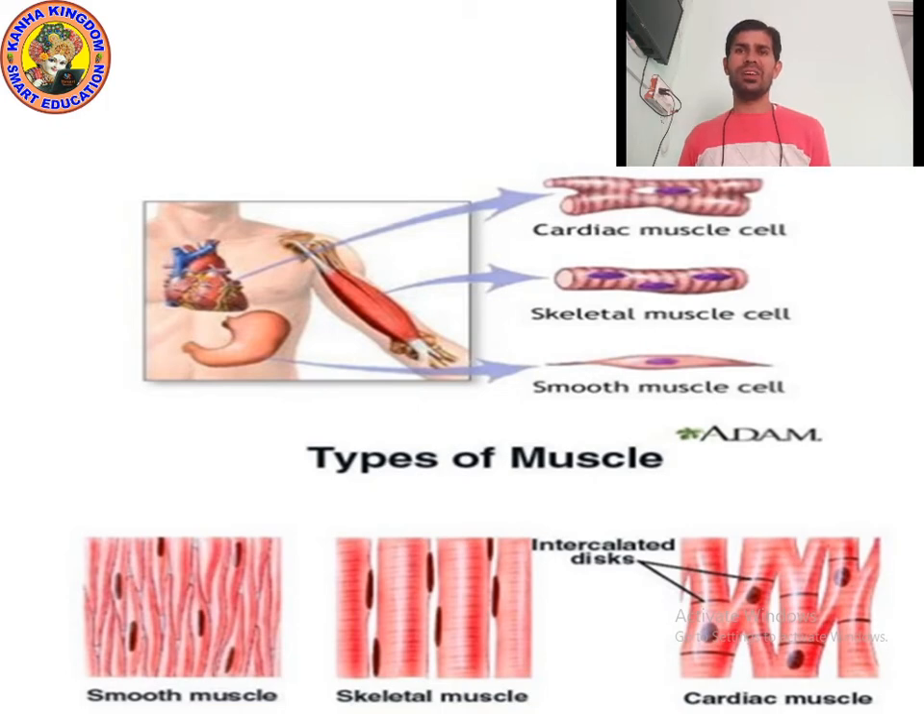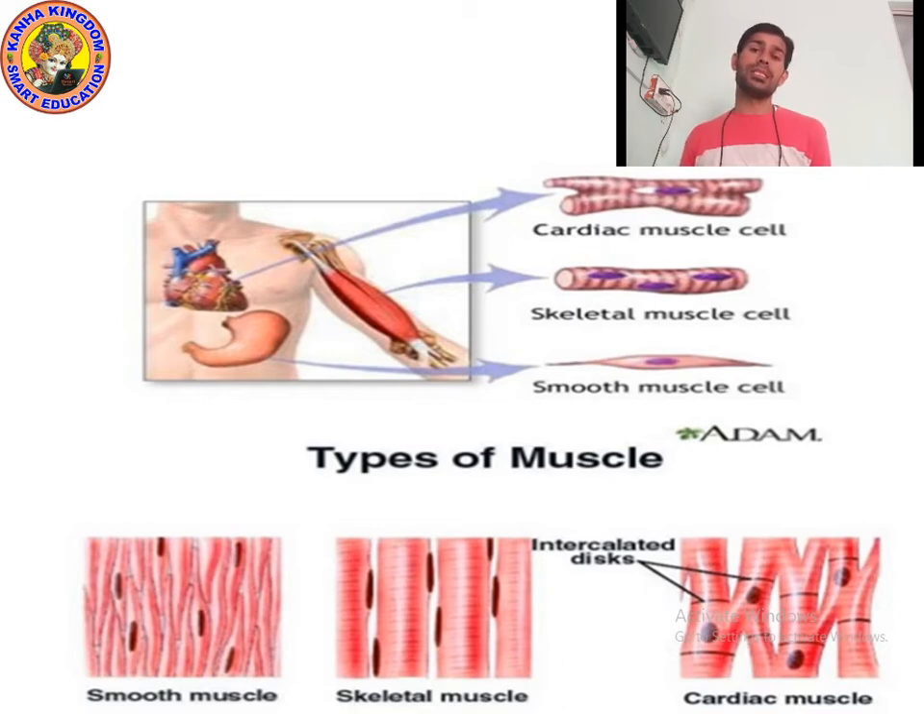So you can see the first picture: smooth muscles. Second, at the bottom, look at the bottom, these are smooth muscles. And the second muscles are skeletal muscles, which are actually in the form of a cylinder. In the center picture you can see skeletal muscle. And in the last picture you can see cardiac muscles. So these are three types of muscles: smooth muscles, skeletal muscle, cardiac muscles.